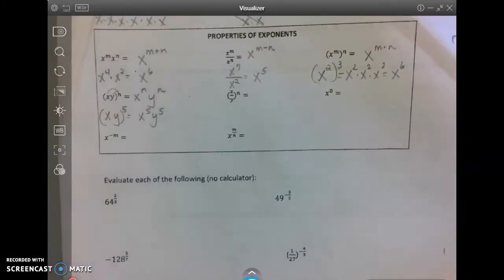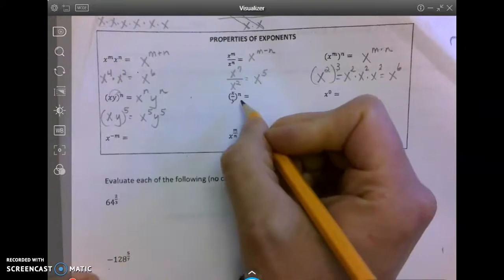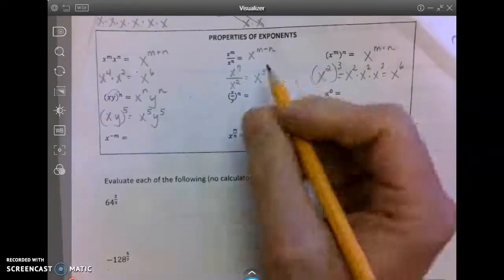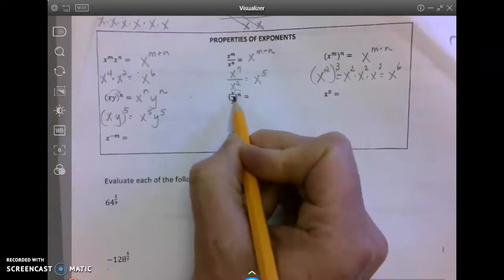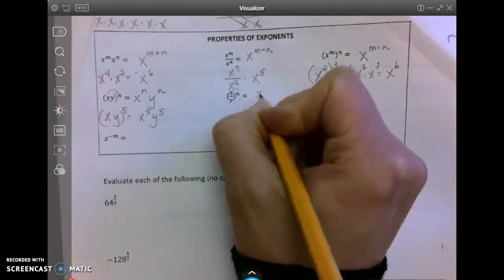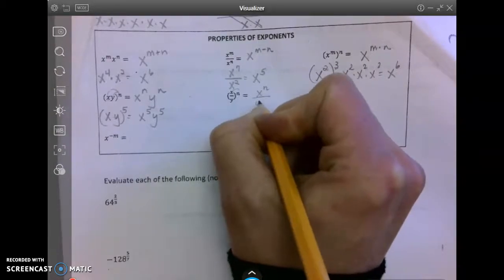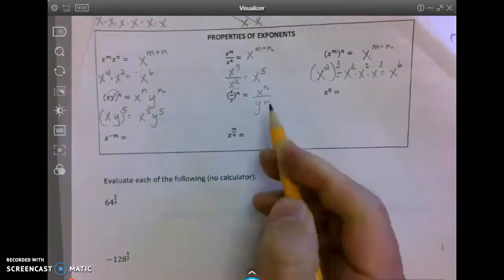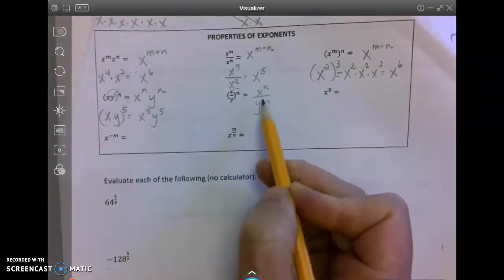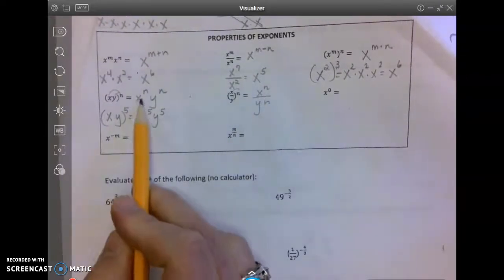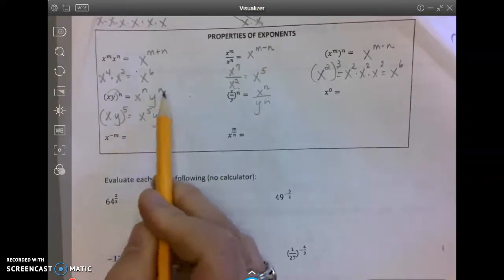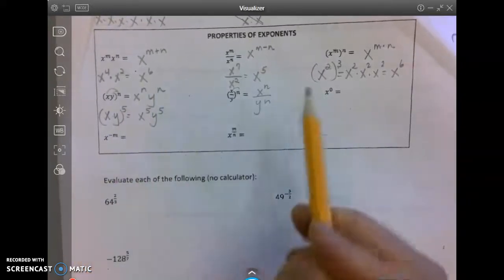So let's continue with our properties of exponents. We have x divided by y to the nth power. Just like with the previous one, we're going to distribute that exponent to everything inside the parentheses, and we get x to the n divided by y to the n. And notice we can't simplify, we can't subtract exponents here because the bases aren't the same. Just like here, we can't add the exponents because the bases aren't the same.